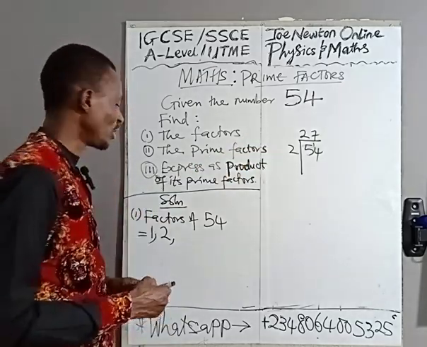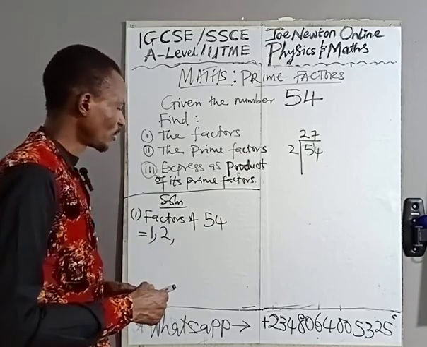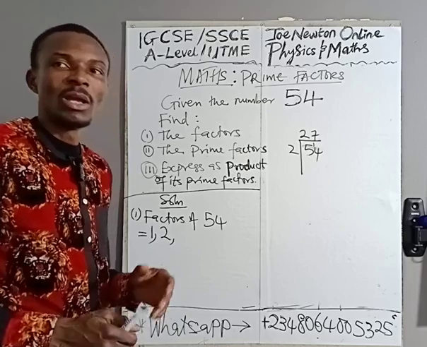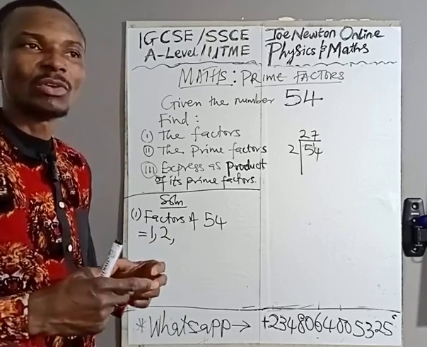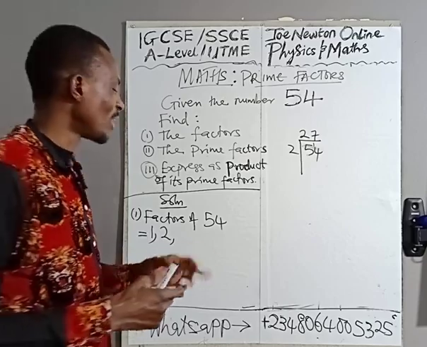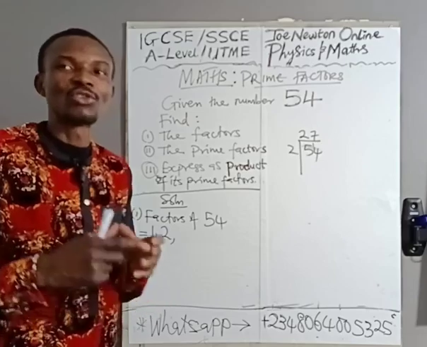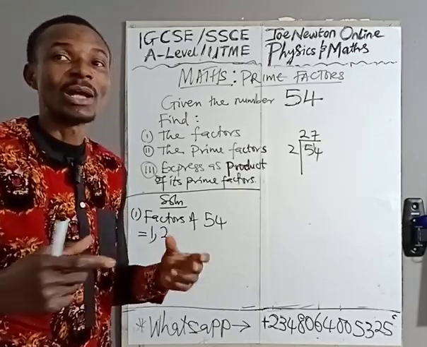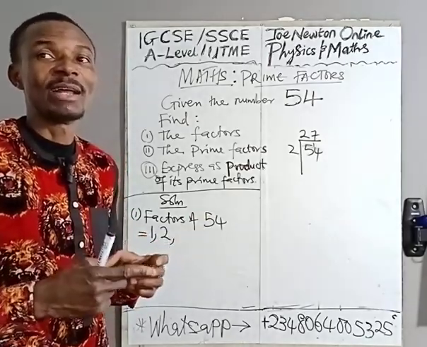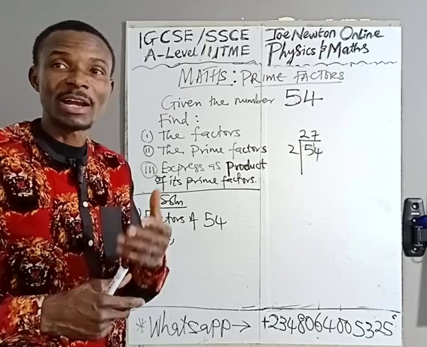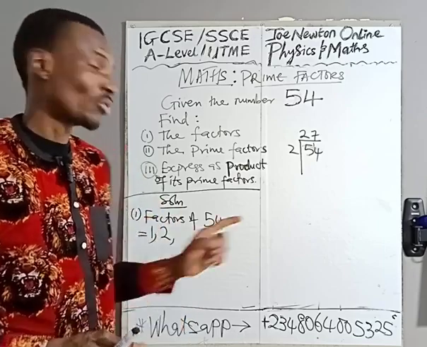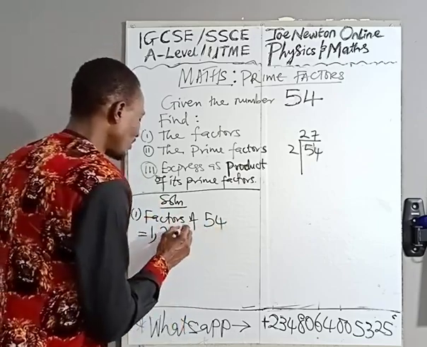Then the next factor is 3. 3 can divide into this. How do we know? The secret of knowing whether 3 can divide into a number is very simple. Add the digits of that number. If the sum is divisible by 3, know that that whole number can be divided by 3 without remainder. 5 plus 4 is 9. Can 3 divide 9? The answer is yes. So 3 can go into this. So 3 is a factor.